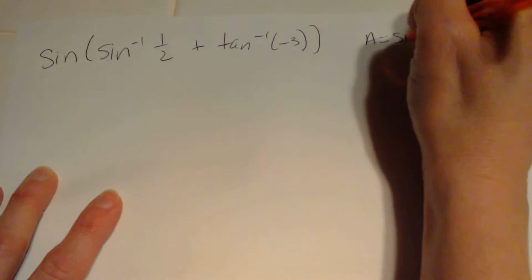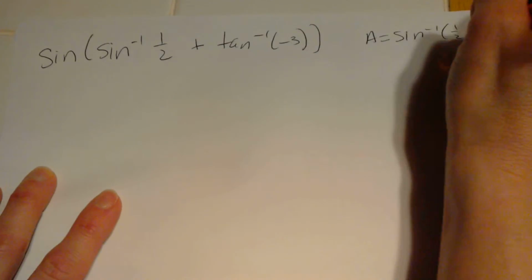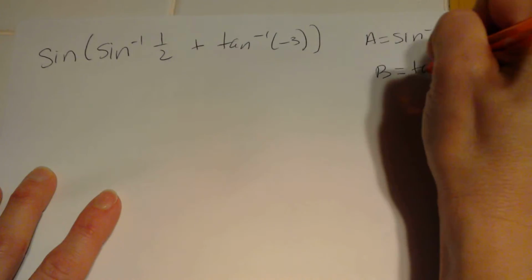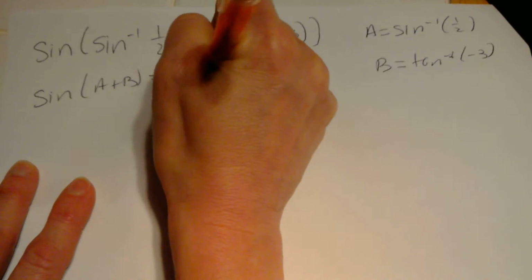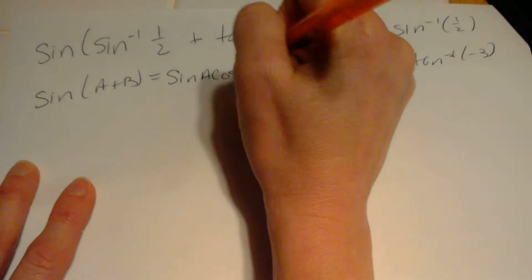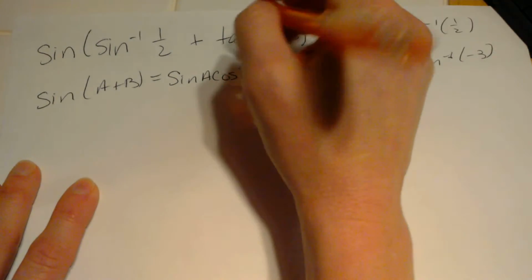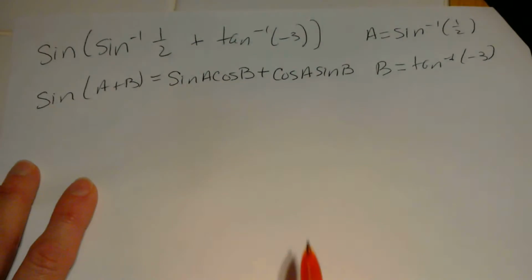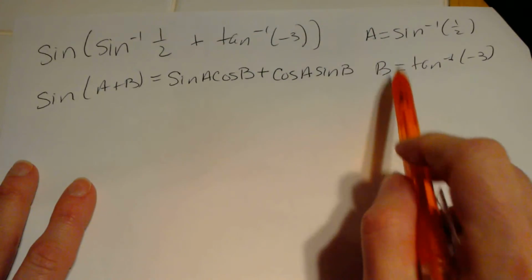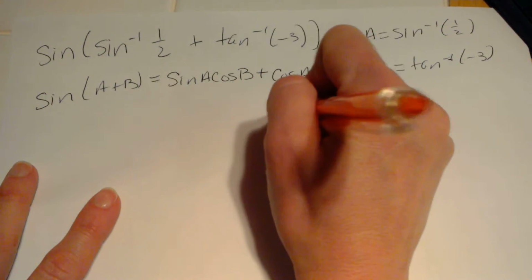So what I'm looking at, I'm going to let A equal my sine inverse of 1/2 and B equal my tangent inverse of -3. So what I have here is sine of A plus B, which is equal to sine of A cosine of B plus cosine of A sine of B. Okay, so we need to find out what these are. So let's make our triangles.